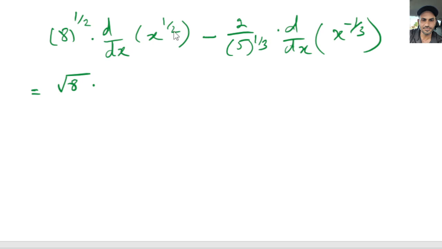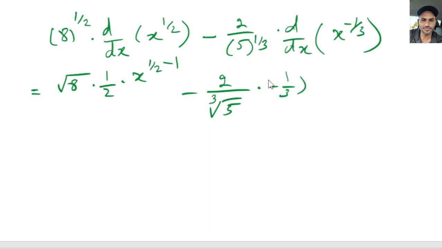And now let's go ahead and take the derivative of this. We can use the power property of the derivative, so we can bring the exponent to the front and multiply, and then x to the 1/2 minus 1, minus 2 over, I'm also going to write cube root of 5 in this form instead of this one. It looks a little better in this form, times, I'm going to take the derivative of this, so we bring this negative 1/3 to the front and multiply with x to the negative 1/3 minus 1.